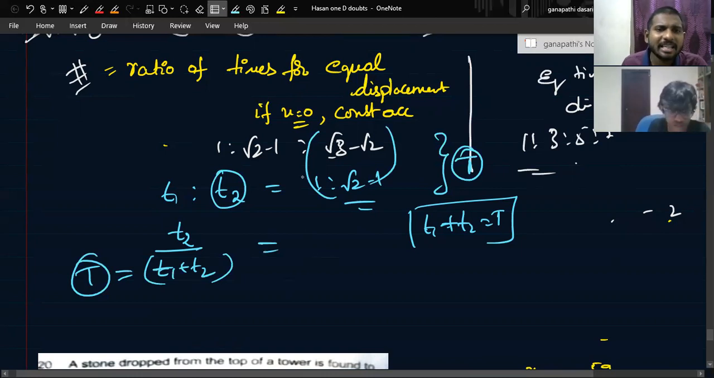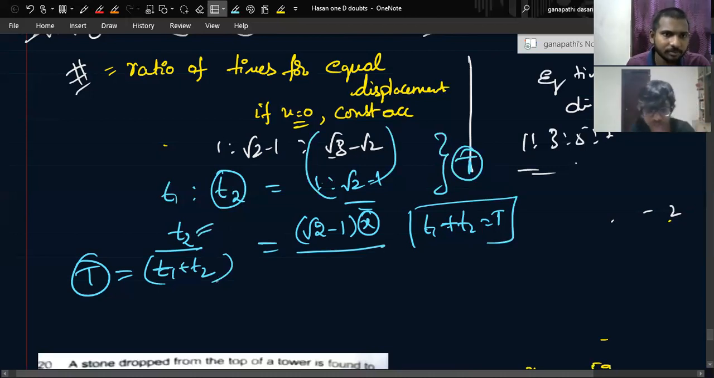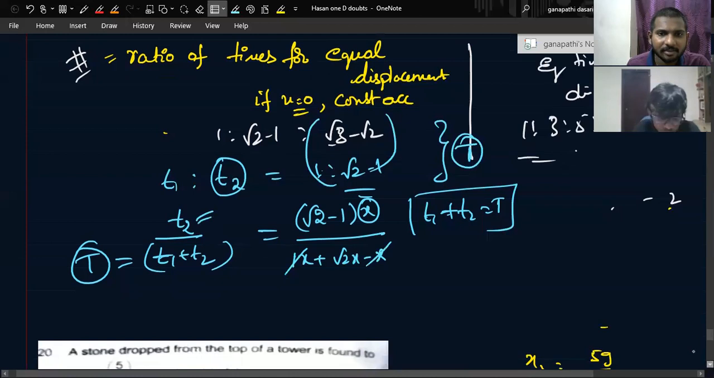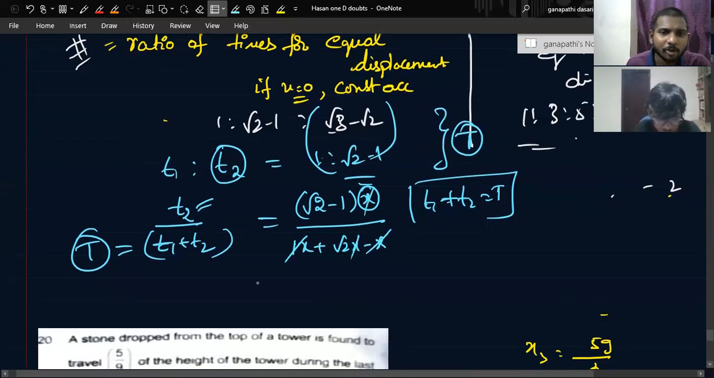We'll consider the ratio 1 is to √2 minus 1. That means the times are proportional to some constant x. So T1 is 1x, and T2 is √2 minus 1 into x. What is T1 plus T2? 1x plus √2x minus 1x, which is √2x, isn't it? Finally, x will be cancelled. So the answer will be T2 by capital T is √2 minus 1 divided by √2.